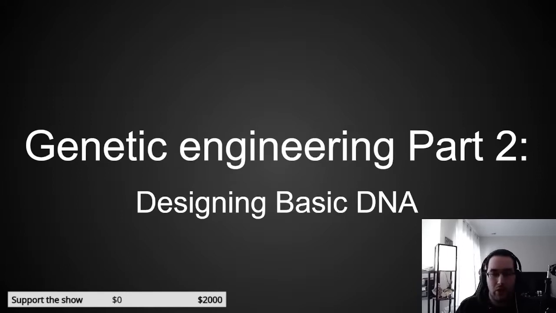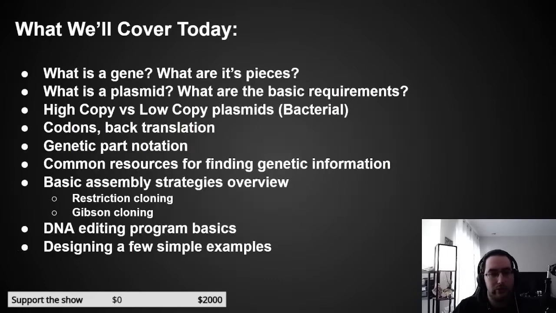Today we're going to be talking about designing DNA. So this is what we're going to cover today. What is a gene? What are its pieces? What is a plasmid? What are its basic requirements? High copy versus low copy plasmids, codons, back translation, genetic part notation. You can see the slide. I'm not going to read the whole thing, but basically, it's going to go through as much of this stuff as we can, and we're going to do a little bit of a presentation. I'm going to go through the basics, and then we're going to hop over to a genetic engineering program, like a DNA coding program, and we're going to do some code. So we're going to go through all this stuff first.